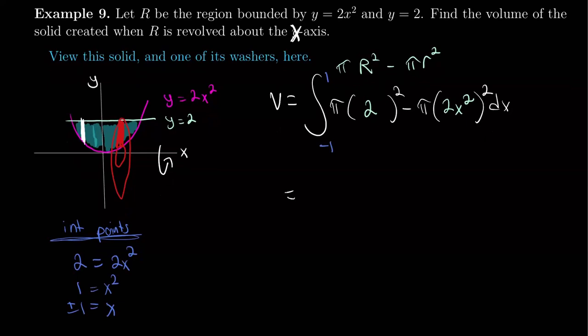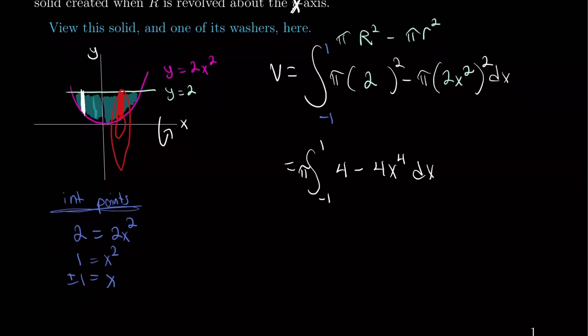Okay, I'm going to simplify this. This becomes the integral from -1 to 1. I'm going to take the pi on the outside because it's in common multiplied by everything, so I can factor it out. And I have 4 minus 4x to the power of 4 dx. All right, we're doing good. And then I'm going to try to find this integral. So then I have pi times 4x minus 4x to the 5th over 5 evaluated from -1 to 1.